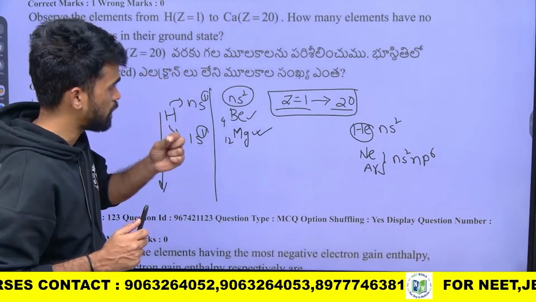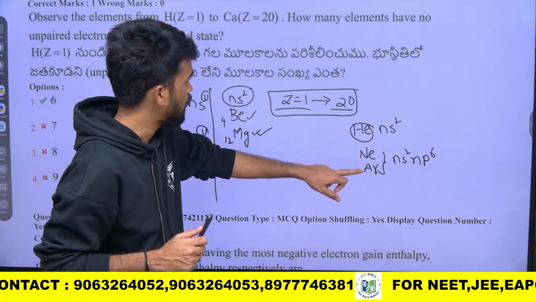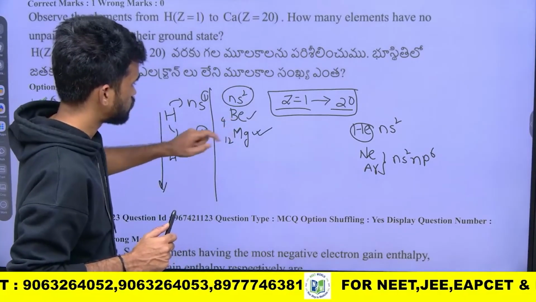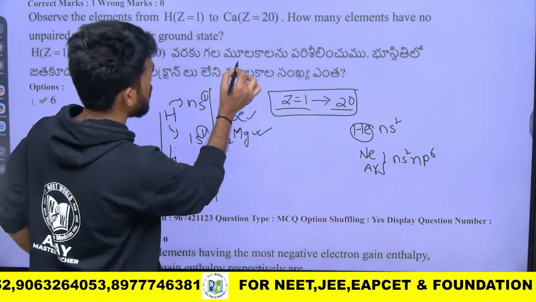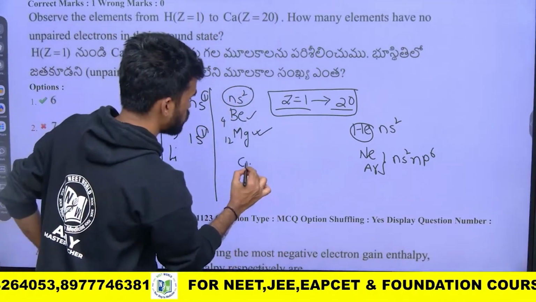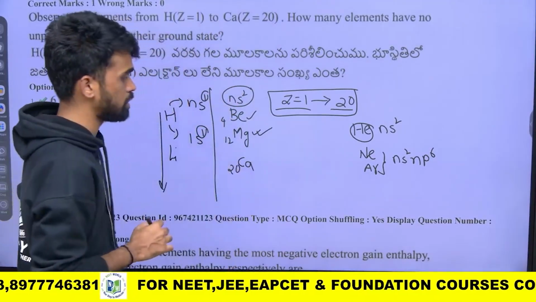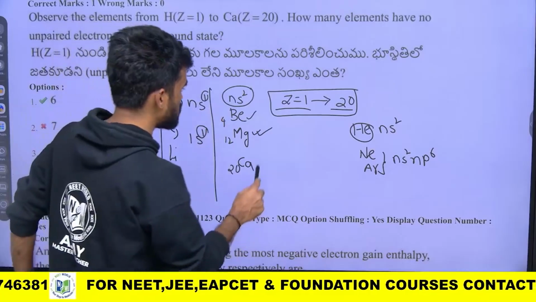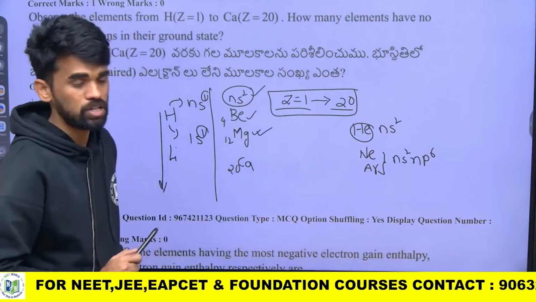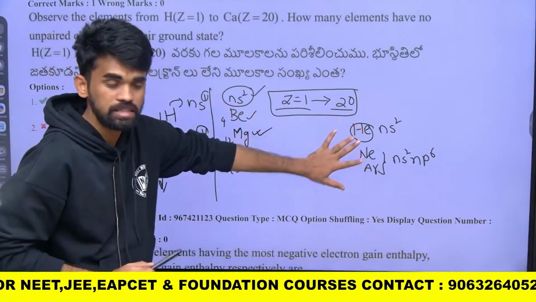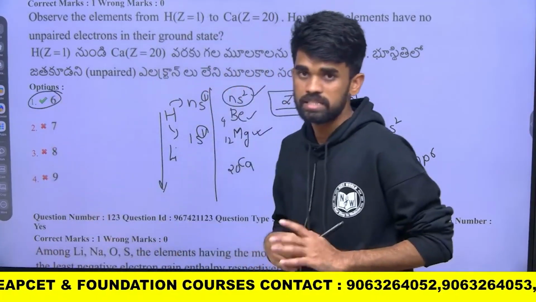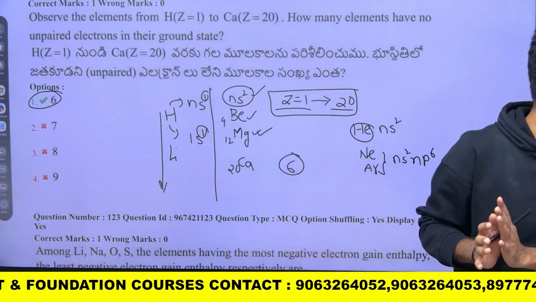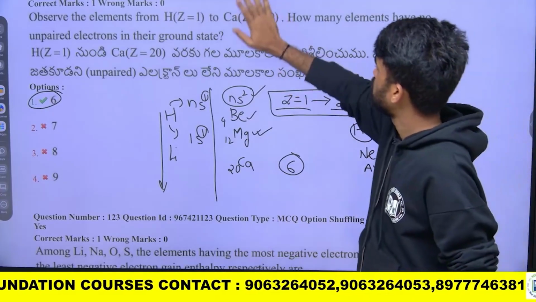So what are the elements here? We have helium, neon, argon, and beryllium, magnesium. Is there any other element? They are saying up to calcium, so you have to take calcium also, 20 elements. Up to 20, these are the elements having no unpaired electrons. So these are 3 and here are 3. Total how many? 6, that's it. So option number 1, which is 6, is your final answer. Let's move forward.